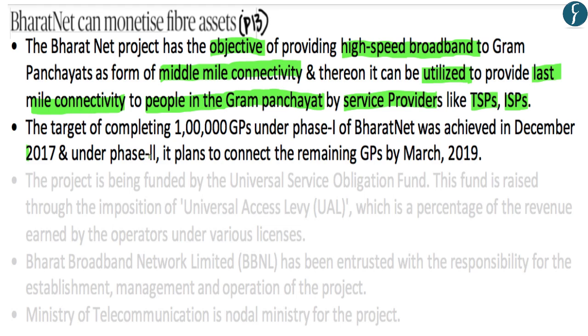Now the second point that you need to know about the BharatNet project is that under its phase 1, the target of providing connectivity to 1 lakh Gram Panchayats was already done by December of 2017. And what is currently happening is that the BharatNet project is under its phase 2, whereby it plans to connect around 1,50,000 Gram Panchayats by March of 2019. Phase 2 should be completed by 31st March of 2019, and therefore it is yet to be seen whether the BharatNet project is able to achieve the targets that were given under phase 2. We would know whether they have been able to achieve their target under phase 2 after 31st March of 2019.